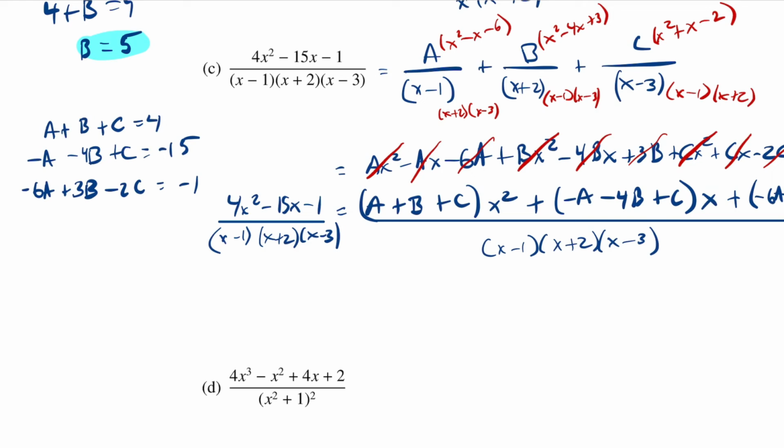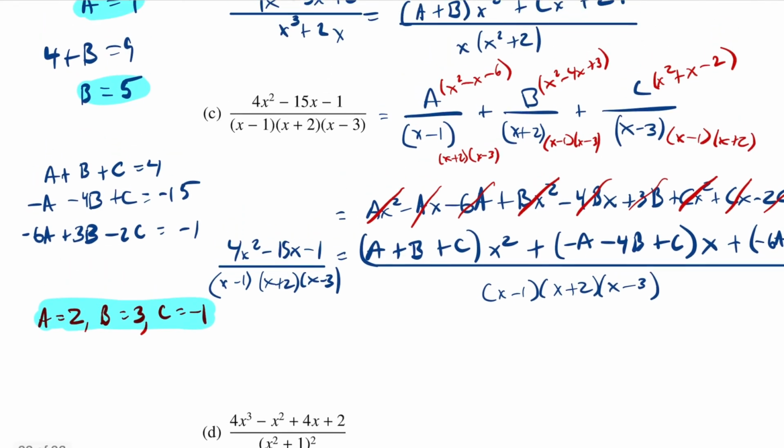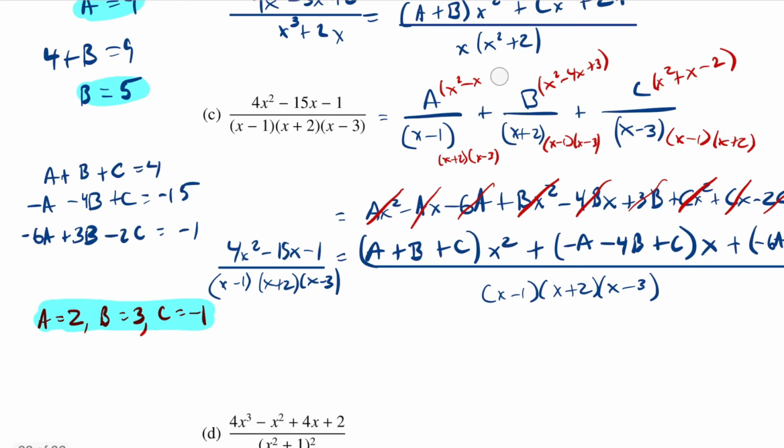So once again, you go back up to the red marking, erase it, unless you just want to rewrite it, which is okay too. It's up to you. And then change the A, B, and C to whatever values they are. So A is equal to 2, B is equal to 3, and C is equal to negative 1. And that will do it.